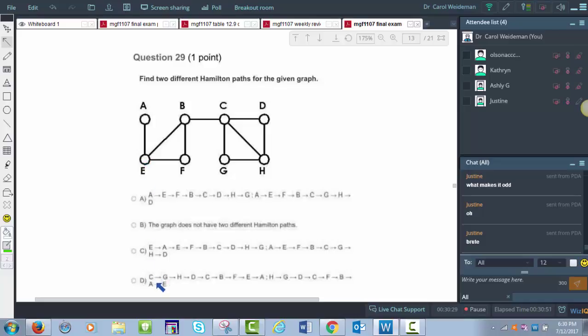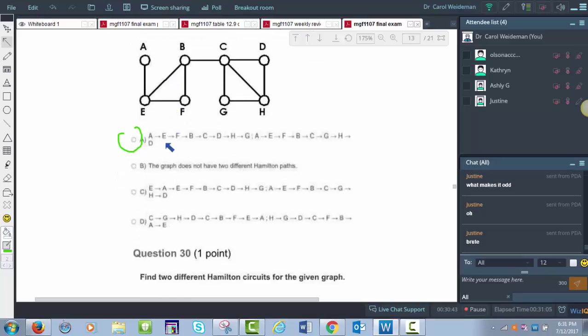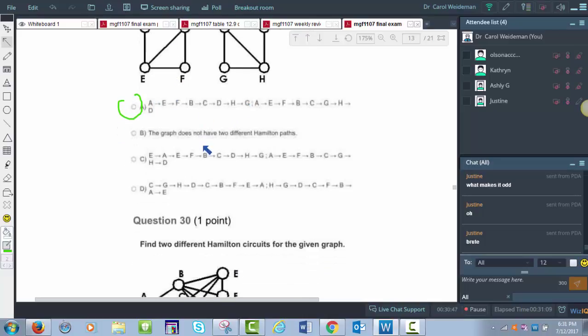And then how about the last one? C, G, H, D. Again, you don't even have to track these. You can look at them in the descriptions here. This goes through C twice. So the correct answer here is A. Okay, so Hamilton path. And a path doesn't have to start and end at the same vertex.